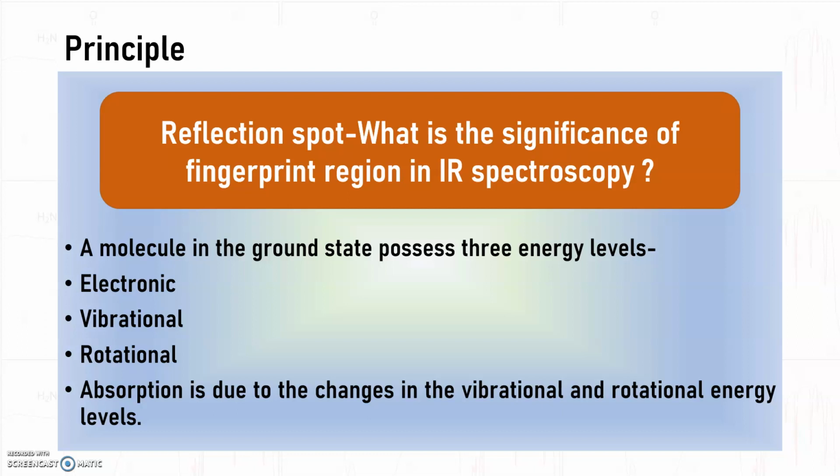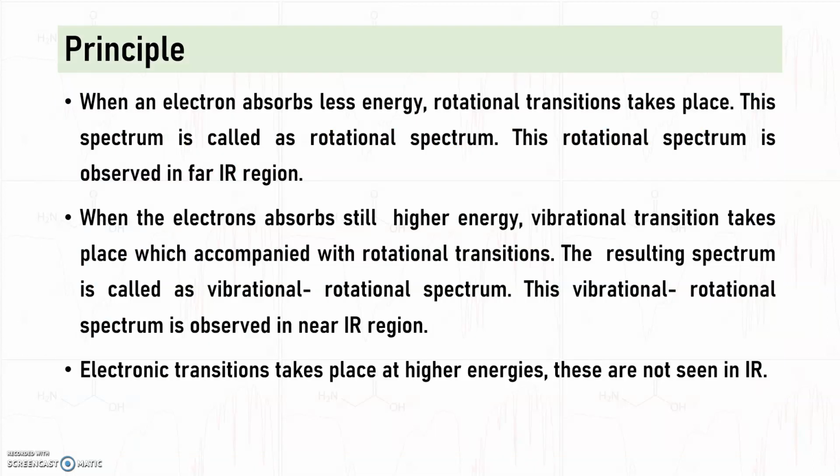When a molecule is in the ground state, it possesses three energy levels: electronic, vibrational, and rotational. Absorption is due to changes in the vibrational and rotational energy levels. When an electron absorbs less energy, rotational transitions take place. This spectrum is called the rotational spectrum. This rotational spectrum is observed in the far IR region.